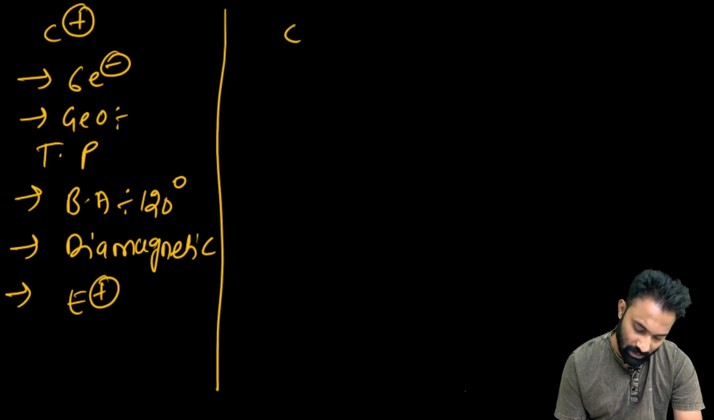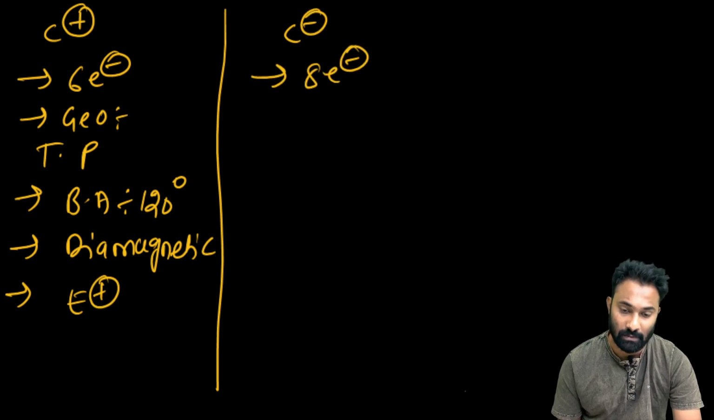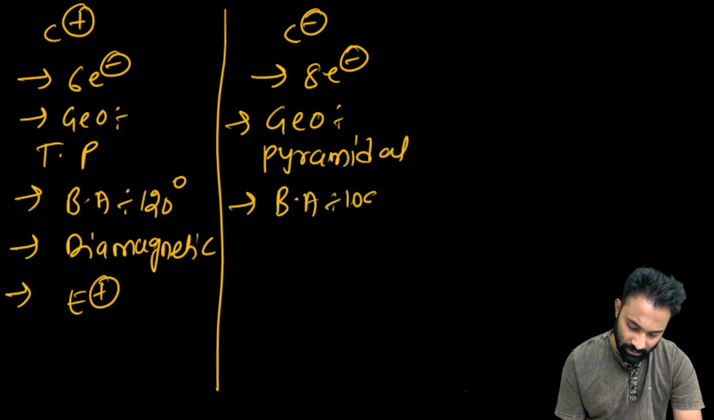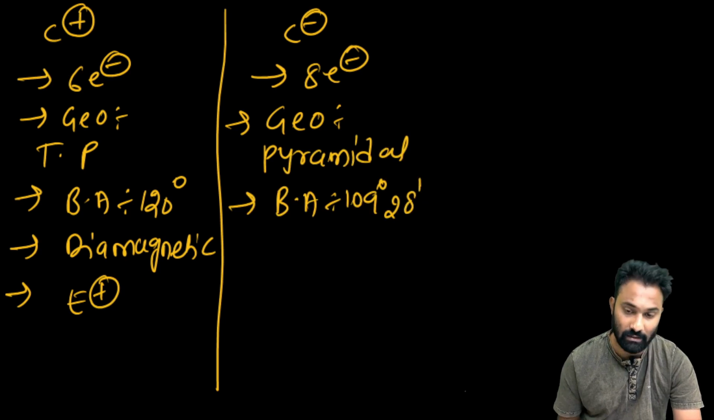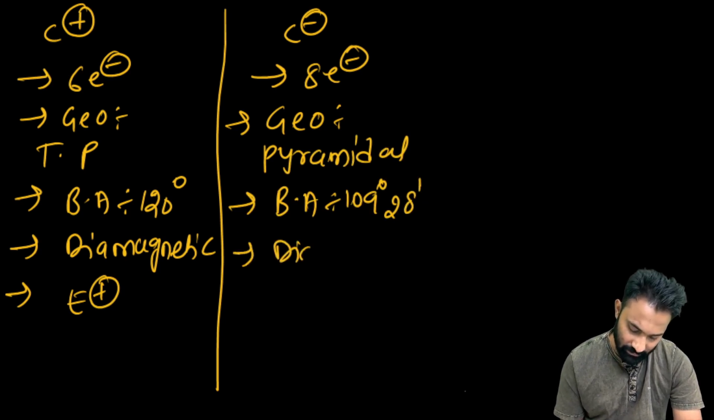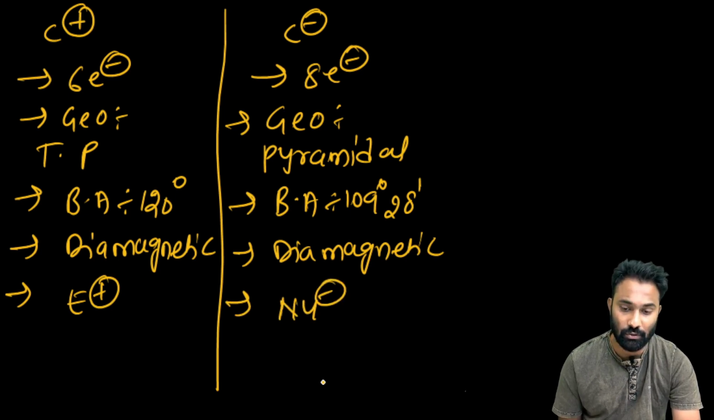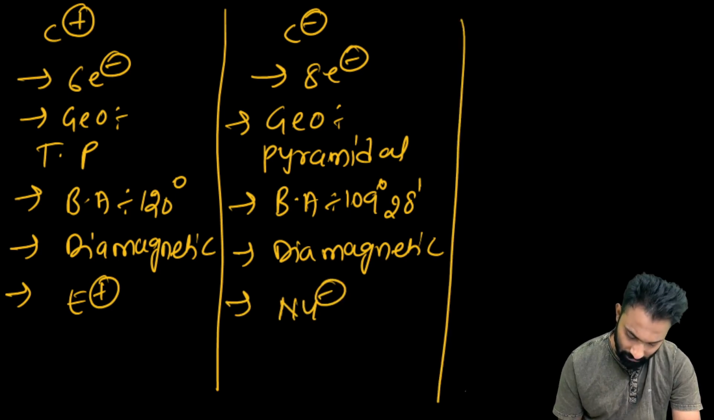Next we are going to see about the carbanion. Now carbanion contains a total of 8 electrons. Then geometry will be pyramidal. Now the bond angle will be 109 degrees 28 minutes. Now it is diamagnetic because the octet is completed, and it is having an even number of electrons. Clear? Now this will act as a nucleophile. Electron sufficient.